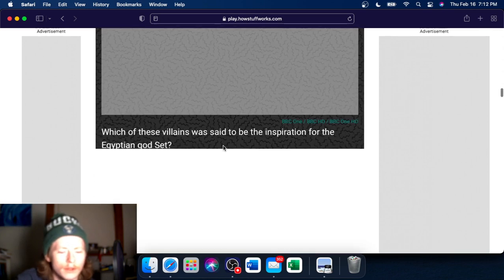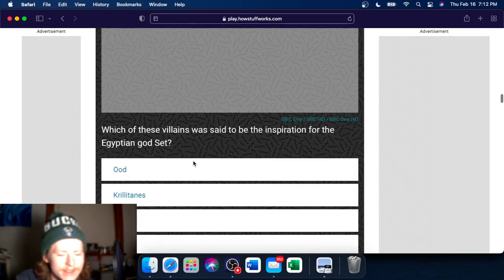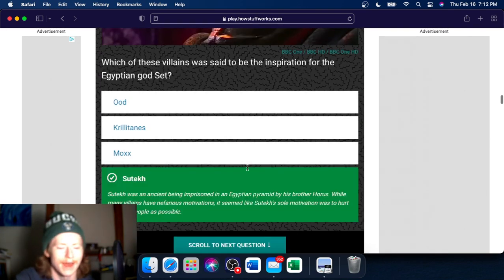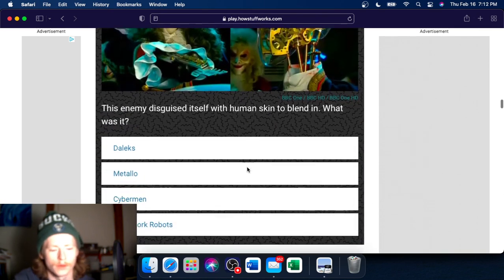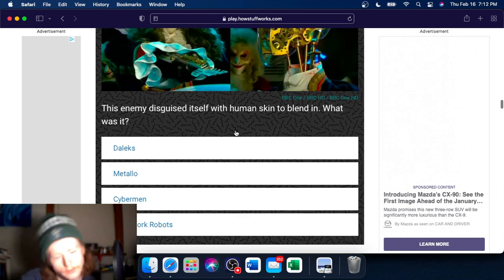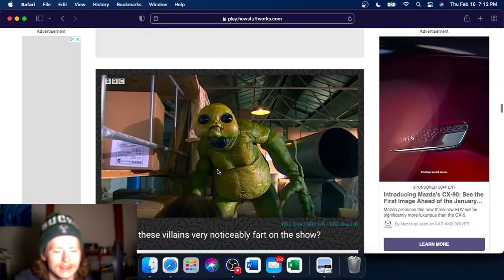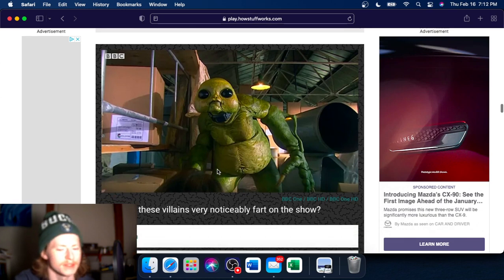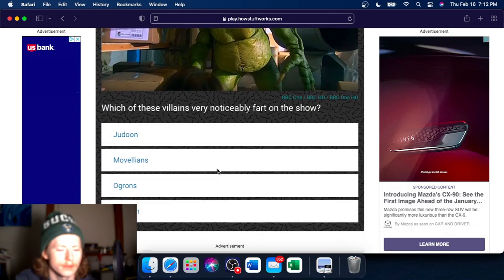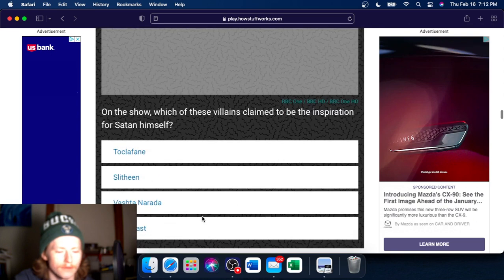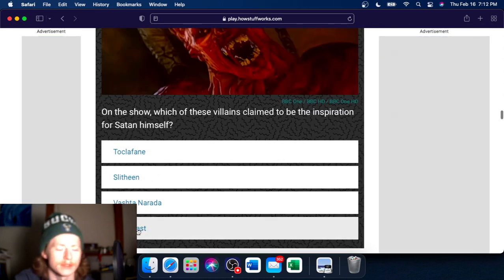Wow, very pretty. Which inspiration for the Egyptian god Set? Sutekh. Oh, that's a classic Who question. Did not expect that to be on here. Okay. Clockwork droids. Load, please. Thank you. That's the Slitheen, which is the name of the family. The species are just referred to as the Raxacoricofallapatorians. Inspiration for Satan himself. Well, no, he is Satan himself. That's kind of the point.